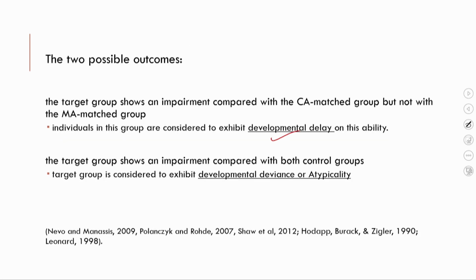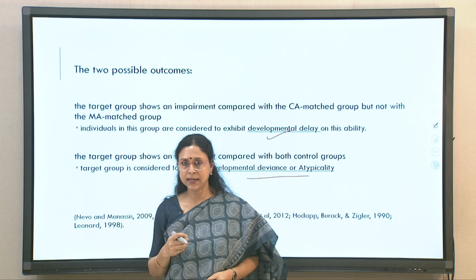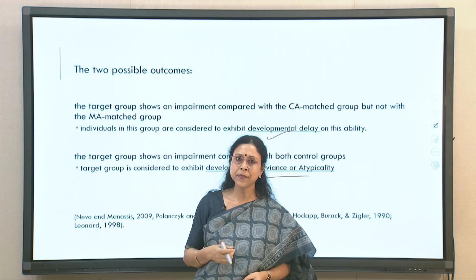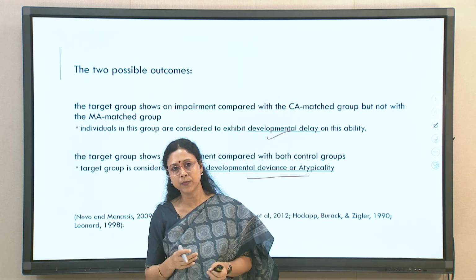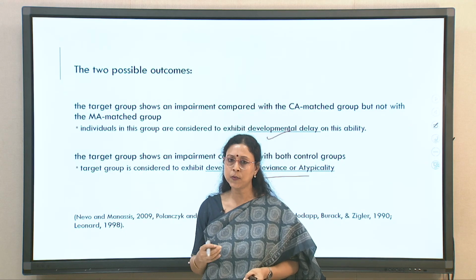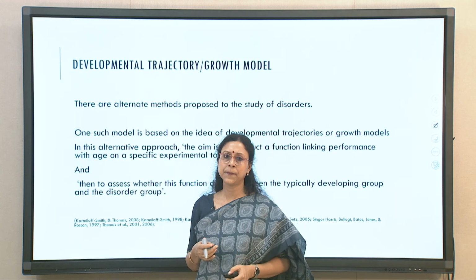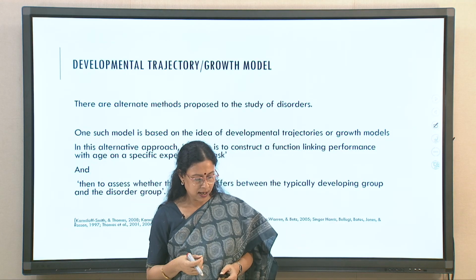However, it is also possible that the target group will not match with the control group in both cases. When the target group shows an impairment compared with both control groups, the CA and MA groups, in that case the target group is considered to exhibit developmental deviance or atypicality. When they do not match even the mental age matched group, that is when the problem is a little bit more severe. They are said to be within the developmental deviance group, or they are atypical children. Now, this is a classic method.